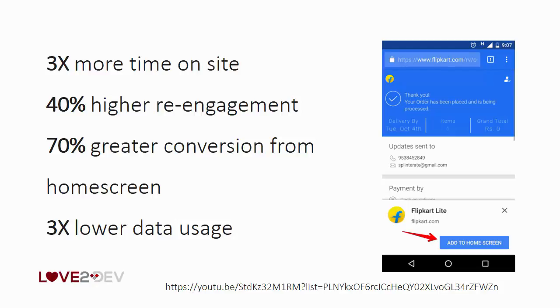But here's another big stat that I love to see. 3 times lower data usage. That means they had a third of the actual bandwidth needs that they had before. That is huge. Most native applications and websites use way more bandwidth than they actually need to make their experience work.